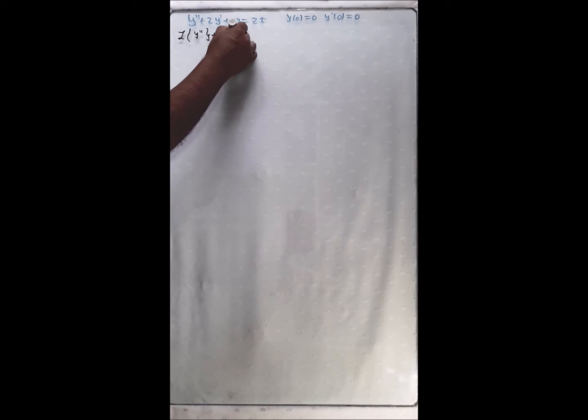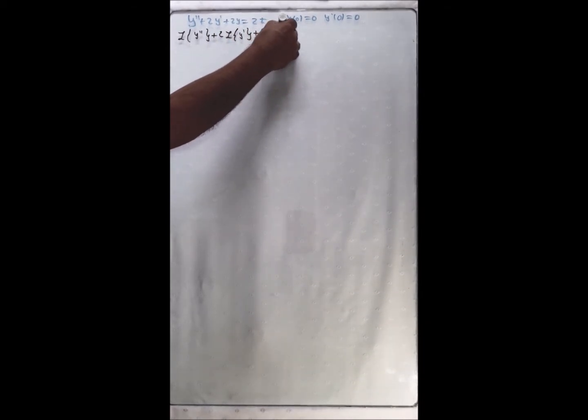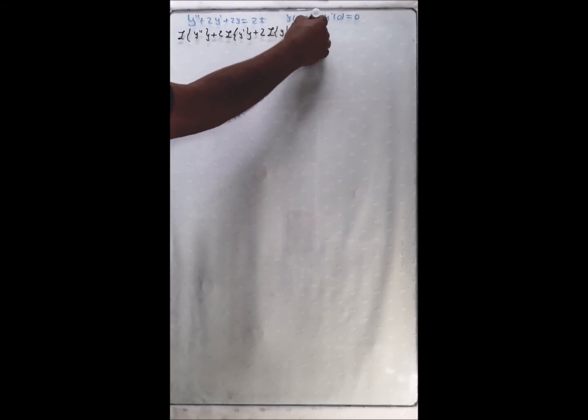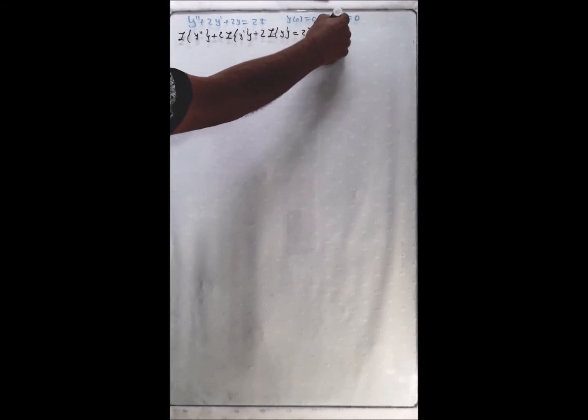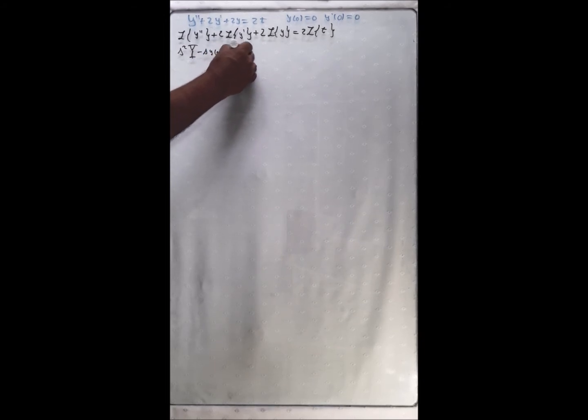So that means that you have to do the Laplace transform of the second derivative plus 2 the Laplace transform of the first derivative plus 2 the Laplace transform of y, and that is equal to 2 the Laplace transform of t. Alright, if you check your formulas, then the Laplace transform of the second derivative is something like this: s squared capital Y of s minus s y of 0 minus y prime of 0.